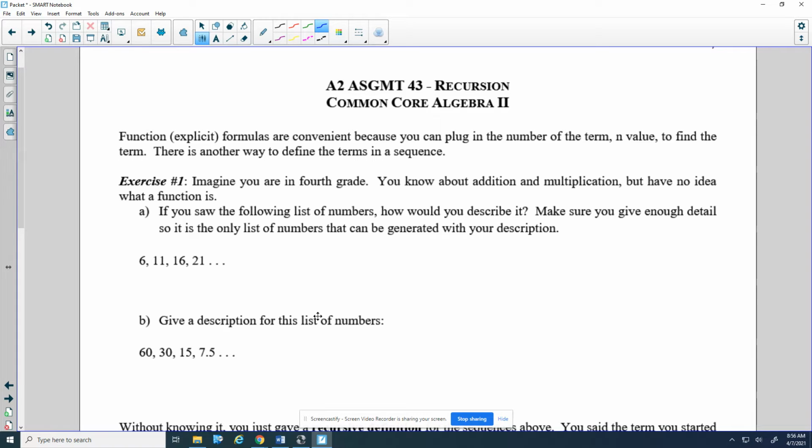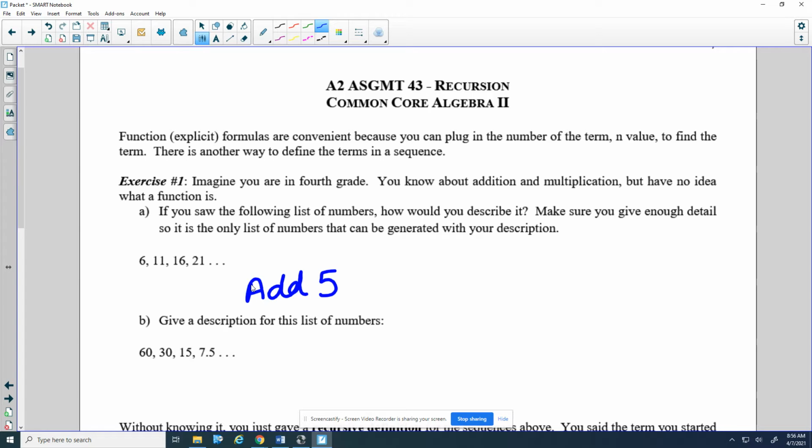So imagine you're in 4th grade. You know about addition and multiplication, but you have no idea what a function is. If you saw the following list of numbers, how would you describe it? Make sure you give enough detail so it is the only list of numbers that can be generated with your description. If I asked this of a 4th grader, probably they'd look at the numbers and figure out that they have to add 5.